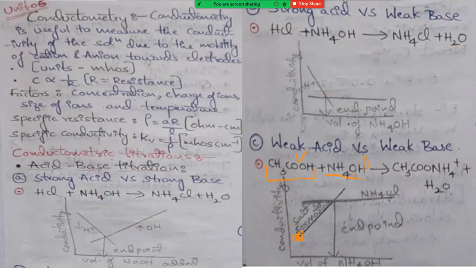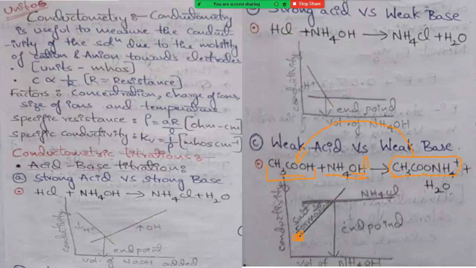But slowly, after adding OH- ions, we get a salt, CH3COONH4, ammonium acetate, which is formed. This ammonium acetate has slightly more conductivity than CH3COOH, right? The salt produced is a conjugate salt, which has a little more conductivity than the weak acid. So that is the reason.